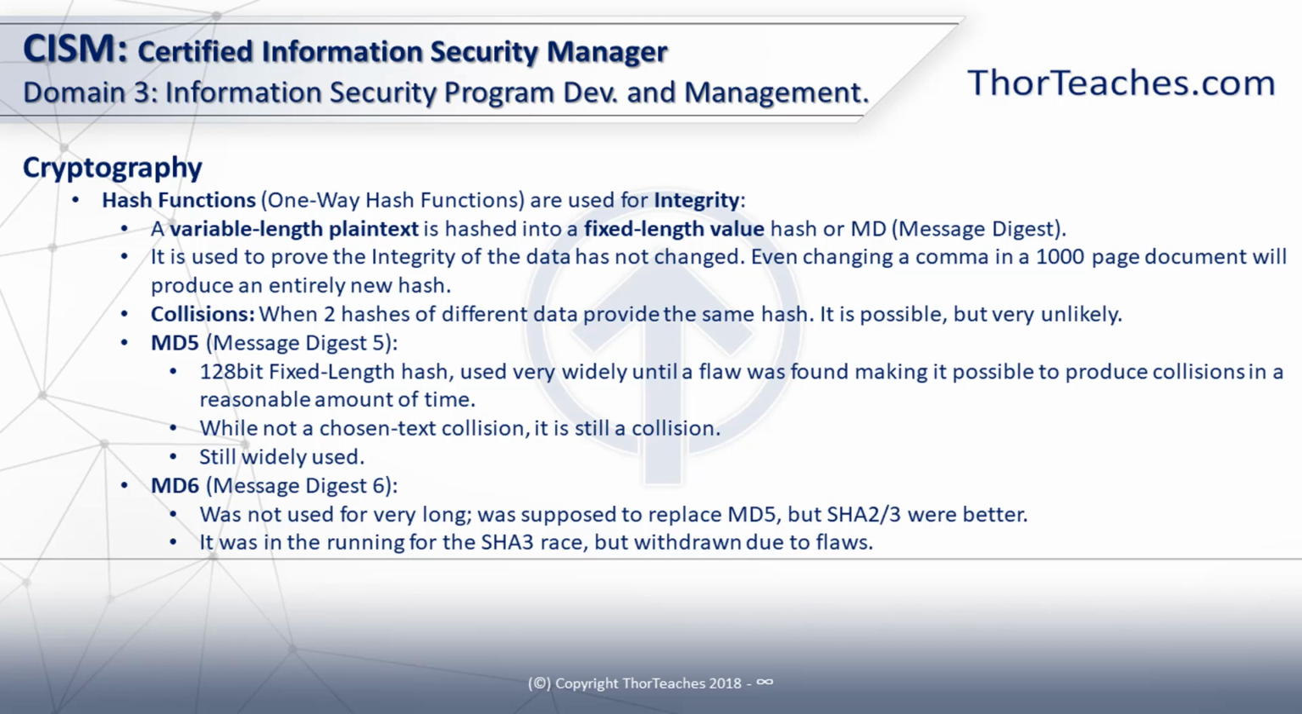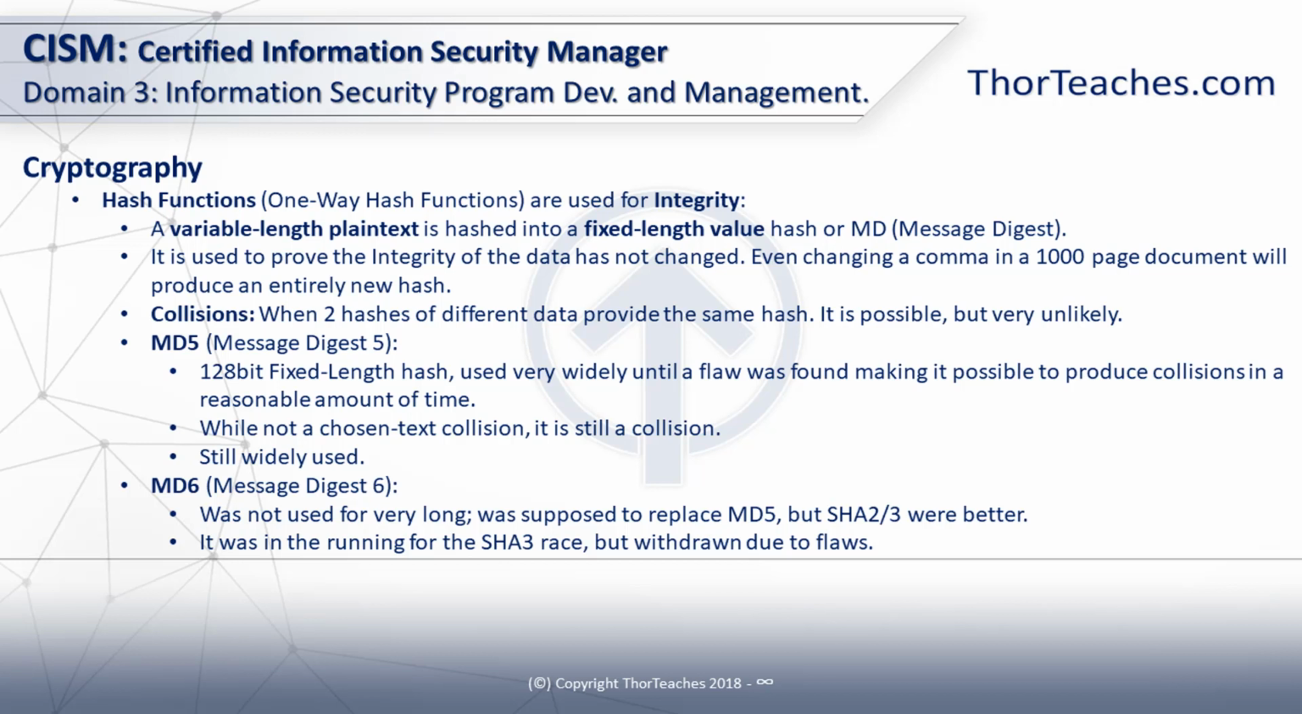You can really cause a collision in any hashing algorithm if you have enough time. Problem is if you can produce it in a reasonable amount of time. Someone found a flaw in the algorithm, they're able to produce a collision in less than a couple of hours. And while it's not a chosen text collision, it is still a collision. Even with this flaw, it's still very widely used.